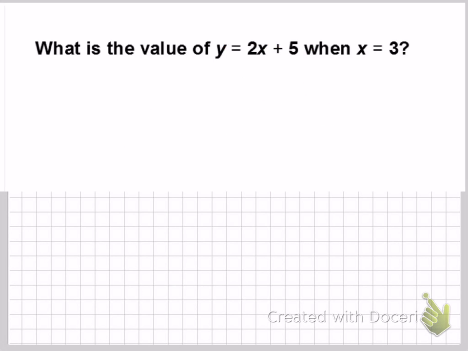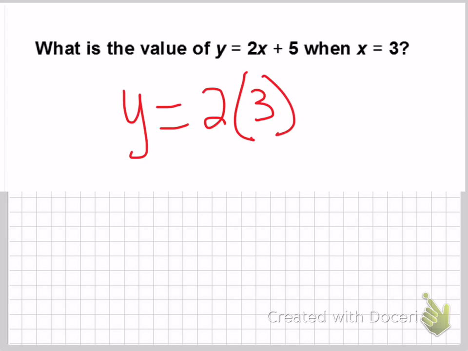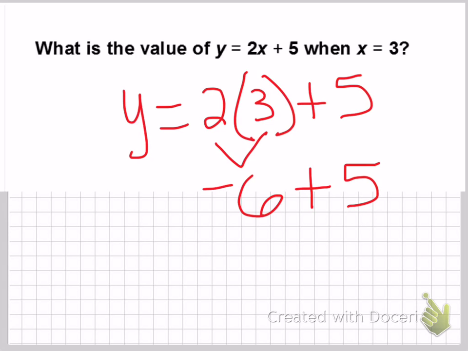What is the value of y equals 2x plus 5 when x equals 3? So we're just going to substitute in a 3 for the x. So y equals 2 times 3 plus 5. So 2 times 3 is 6. 6 plus 5 equals y. So y equals 11.